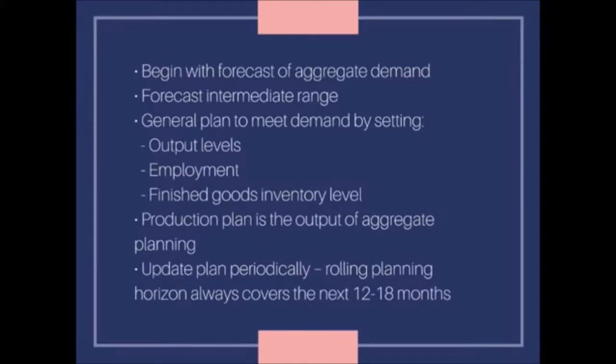Begin with a forecast of aggregate demand, forecast at the intermediate range, and make a general plan to meet demand by setting: 1. Output levels, 2. Employment, 3. Finished goods inventory level. The production plan is the output of aggregate planning. And finally, update the plan periodically. The rolling planning horizon always covers the next 12 to 18 months.